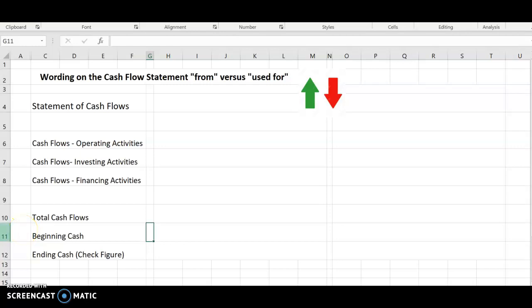Okay, let's look at a couple of words on our statement of cash flow. So we have a statement of cash flows, and we're going to categorize these flows as either operating, investing, or financing. And we're going to either add or subtract, that's called netting, these three activities. We're going to add those together to get our total cash flows. We're going to add that to our beginning cash found on our balance sheet, and that together should equal our ending cash. So that number becomes our check figure.